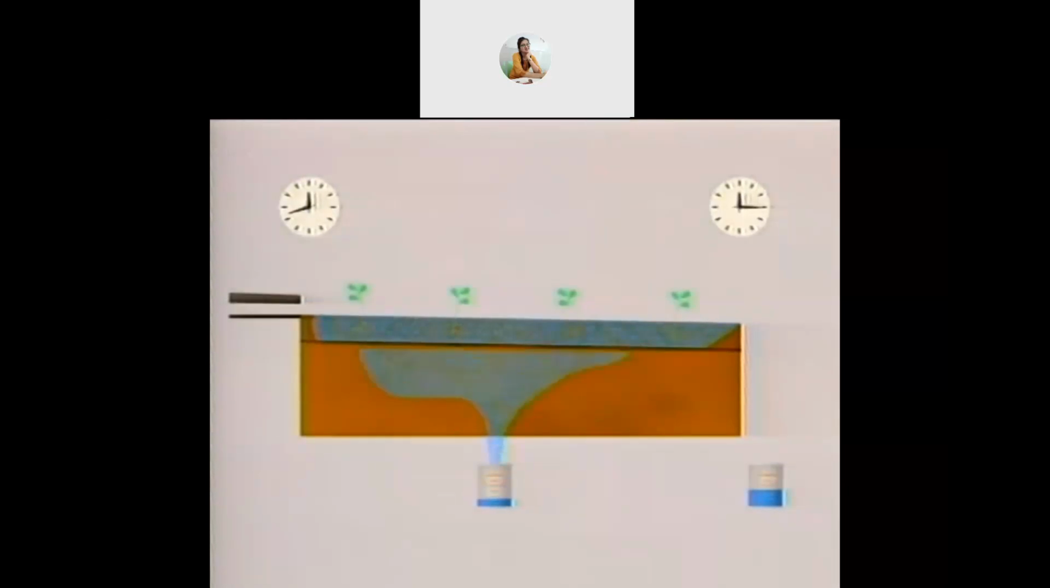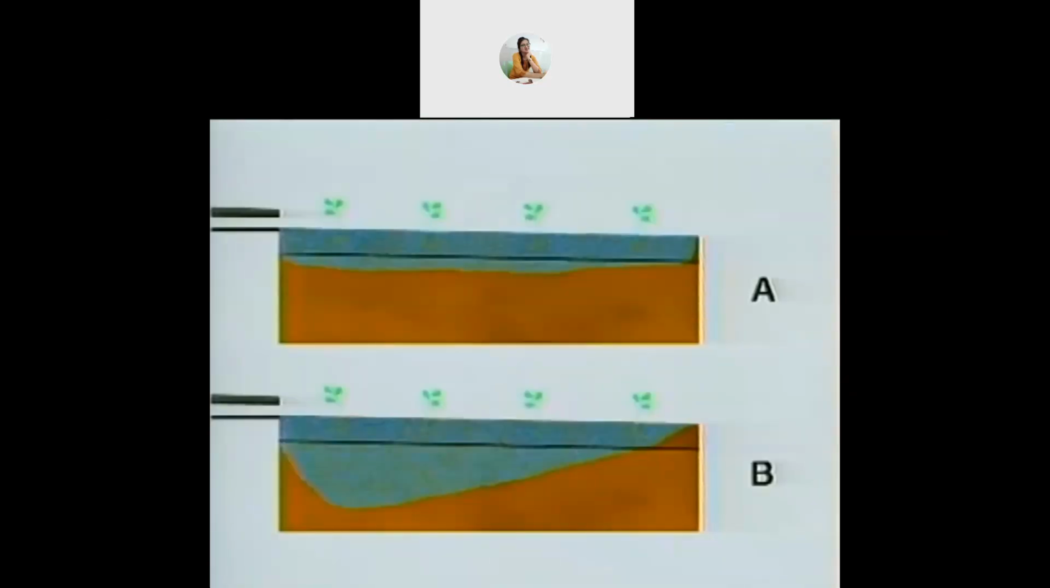Notice that the head end of the field has a lot of deep percolation, where the tail end doesn't. This is because the opportunity time at the head end is longer than the opportunity time at the tail end. The difference in how much water enters the field at different locations along the row is called uniformity. Field A has a high uniformity. Field B has a low uniformity.